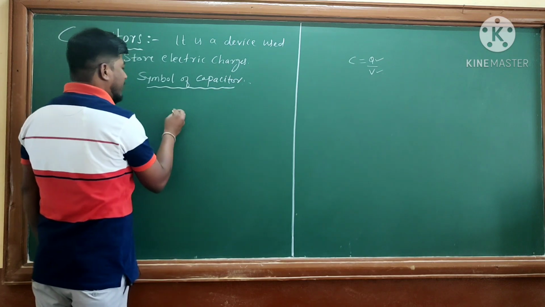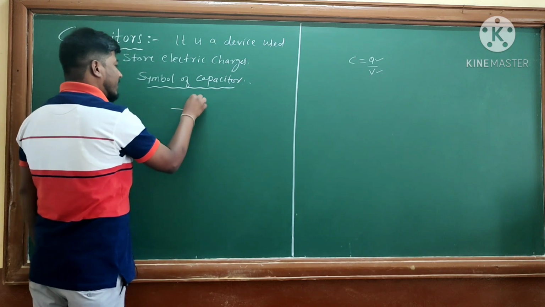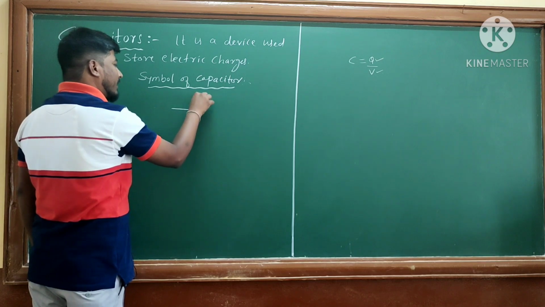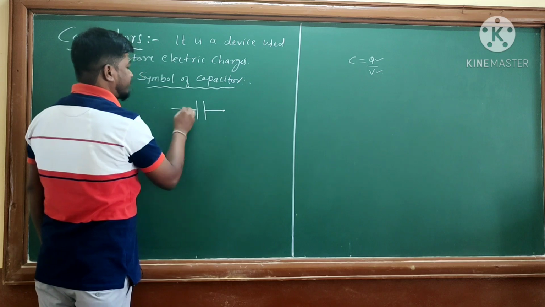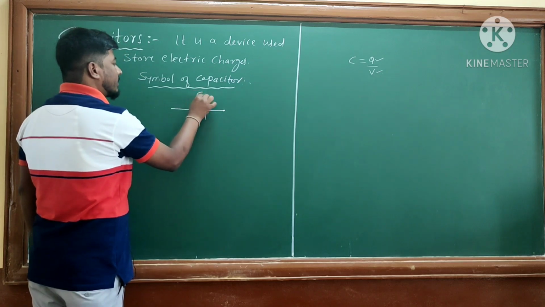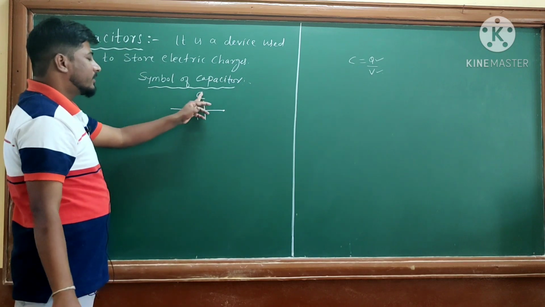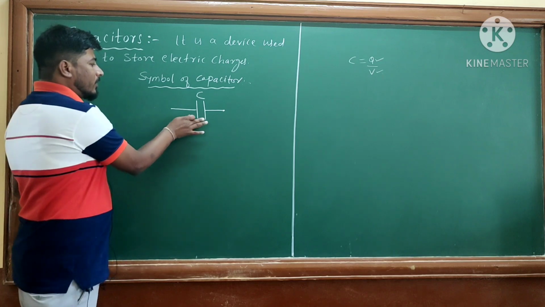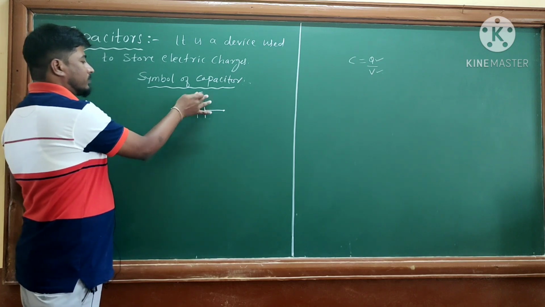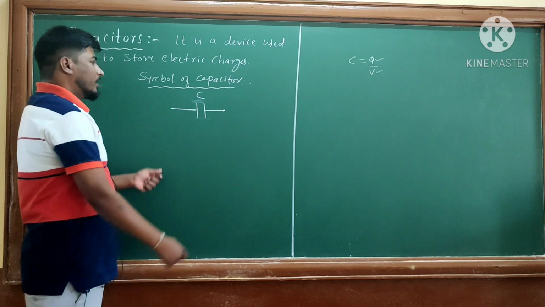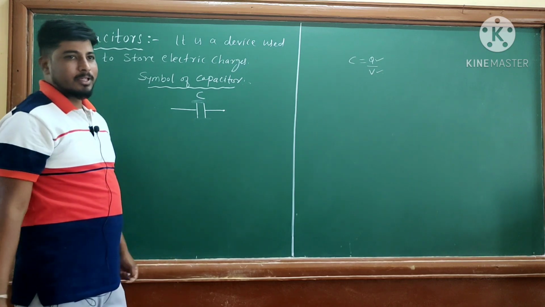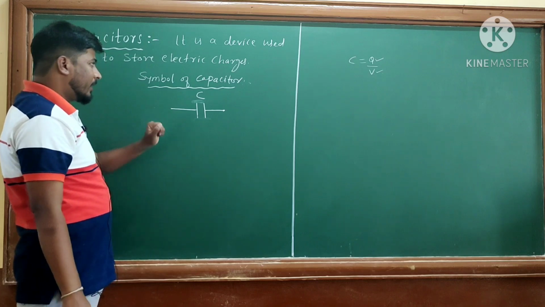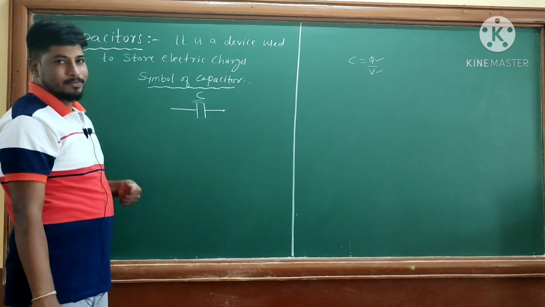The symbol of this capacitor is like this. There are two parallel lines with a small separation. This is the symbol of the capacitor. These are the two ends for the output connections to the electrical circuit. Right? So then how does it work?